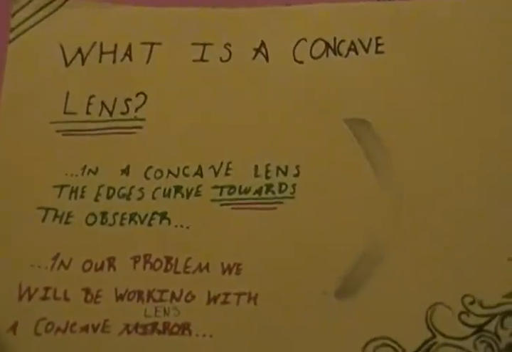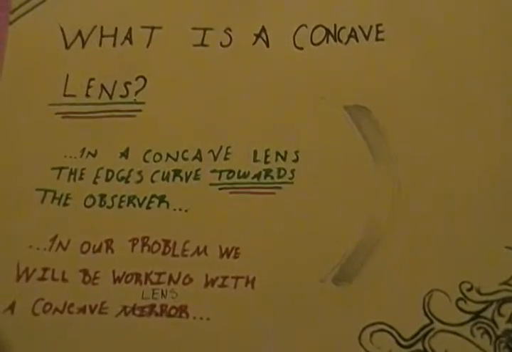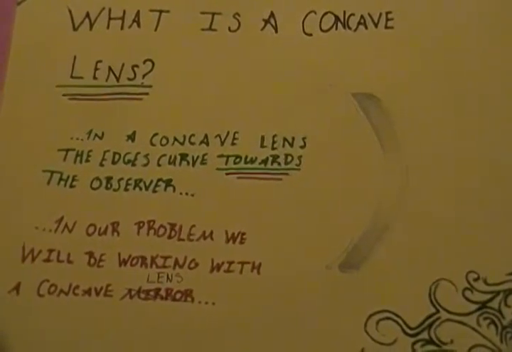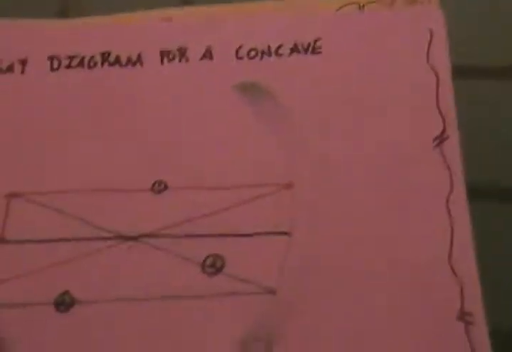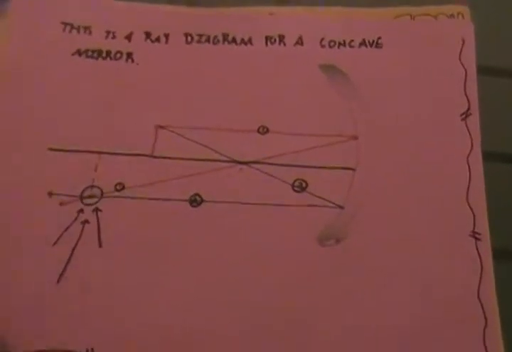What is a concave lens? In a concave lens, the edges curve towards the observer. In our problem, we'll be working with a concave lens. In this diagram, this is how we will solve a concave mirror ray diagram.